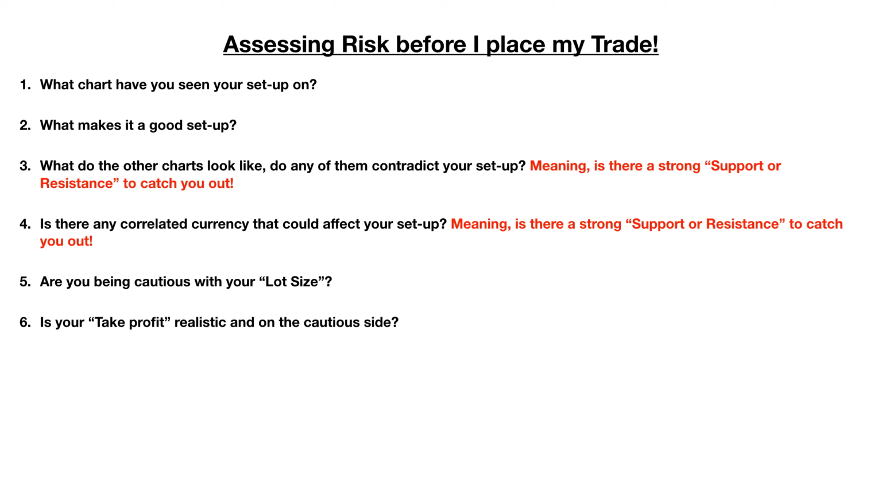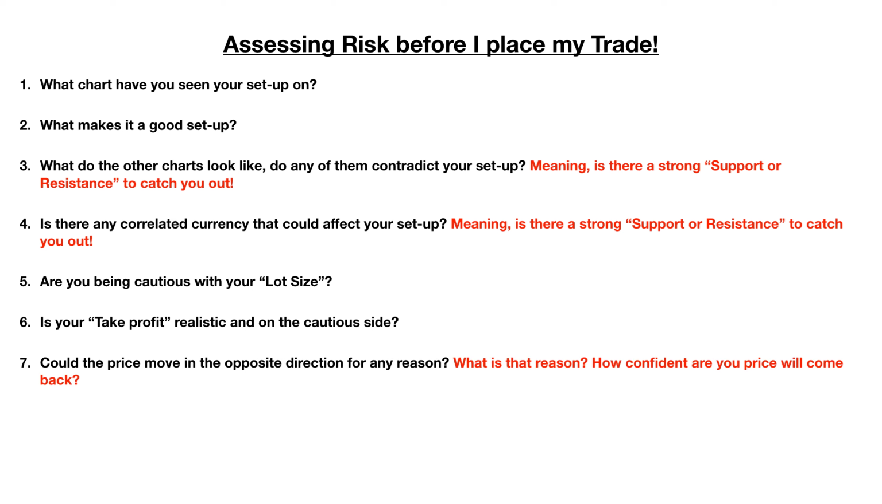Back to when we did the masterclass, don't get into the mindset of, oh, if I could leave that open, I could have made more profit. Because if you left it open, it could have also gone the opposite way, caught you out, and then you're stuck in a bad trade. So number 6 is very, very important as well. Then number 7, could the price move in the opposite direction for any reason?